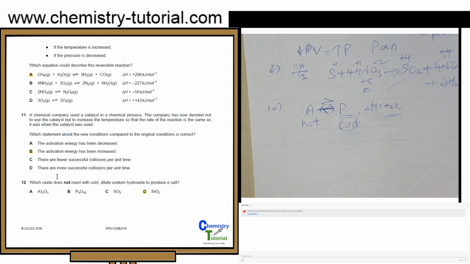Now, previously, was there any use of catalyst? There was a use of catalyst, but now there wasn't any use of catalyst. Hence, we know that the catalyst actually provides an alternative pathway with a lower activation energy. Now that we are removing the catalyst, the activation energy must have increased.